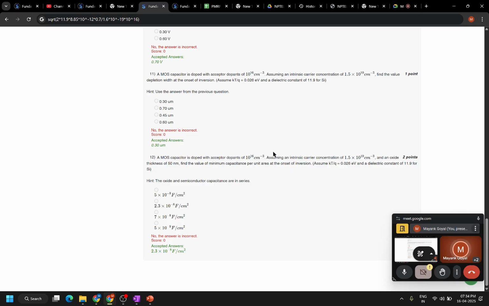So in this question, you first have to calculate your Cox. So they should have given in the question the thickness of the oxide. Cox equals epsilon ox by Tox. But the question does not give you epsilon ox. So if they're giving 11.9 for silicon, they should also give 3.9 for SiO2.